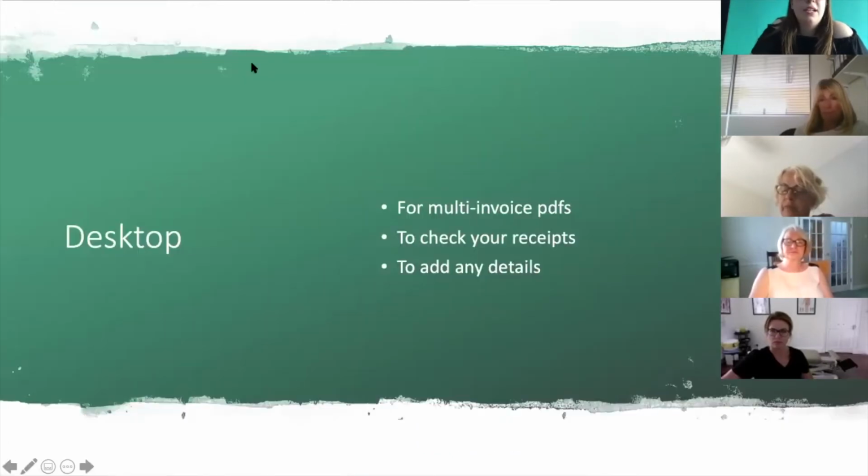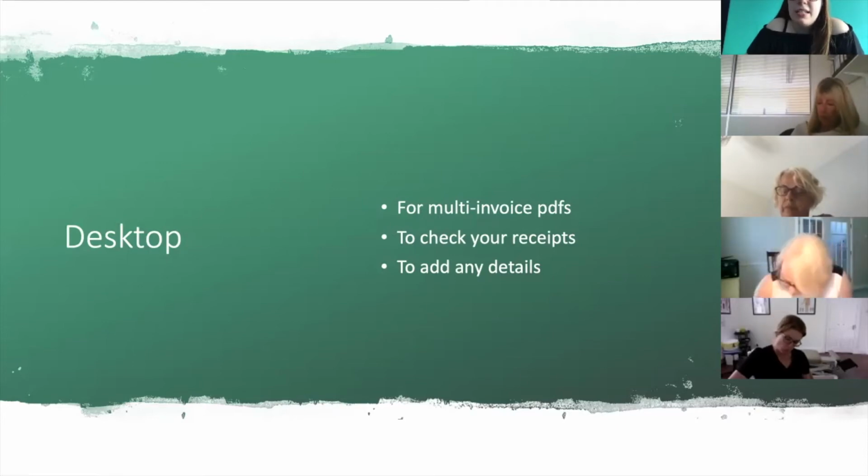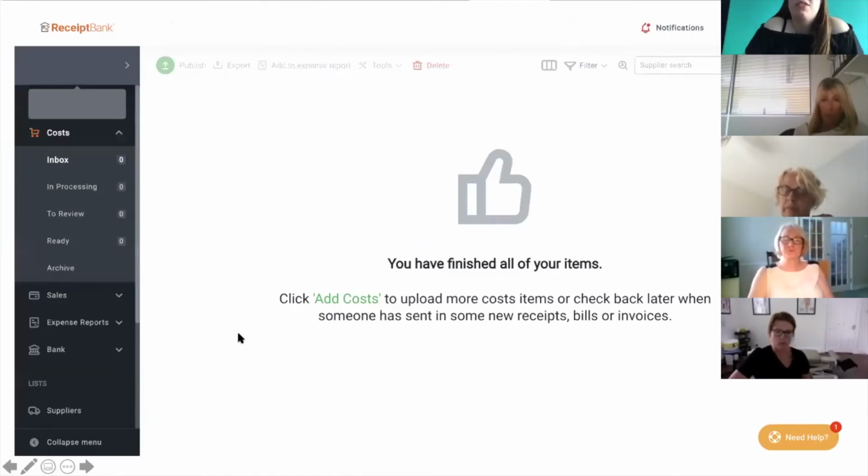So this takes us nicely onto the desktop. Again, like I said at the start, this is one that we mainly use, but it is good for you guys to know how to use the desktop version, because you'll need it for multi-invoice PDFs, and if you just want to log on and check your receipts and add any details that you want. If we have a quick look, when you first log on to the desktop, this is what you will see. Again, this client has nothing in their inbox at the moment, so it's nice and clear.